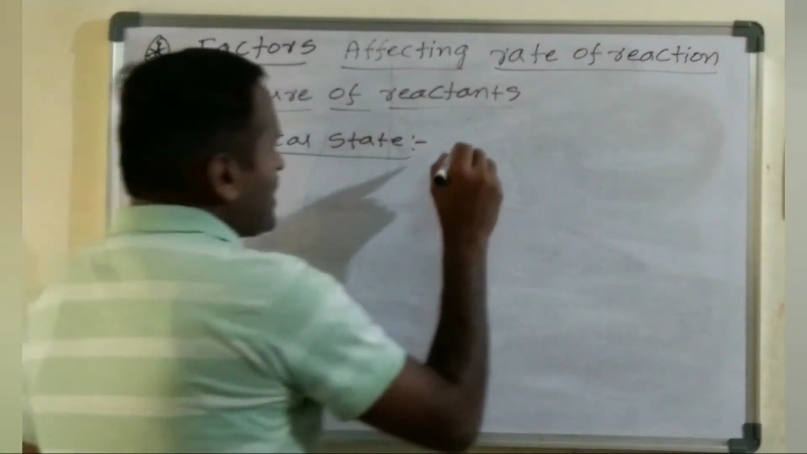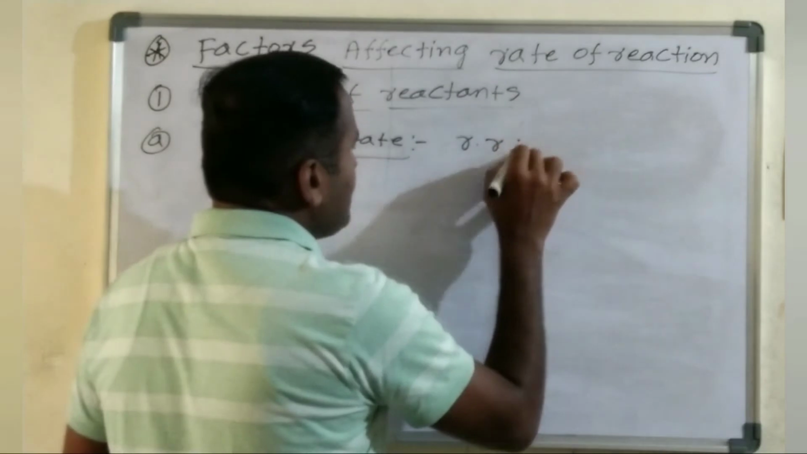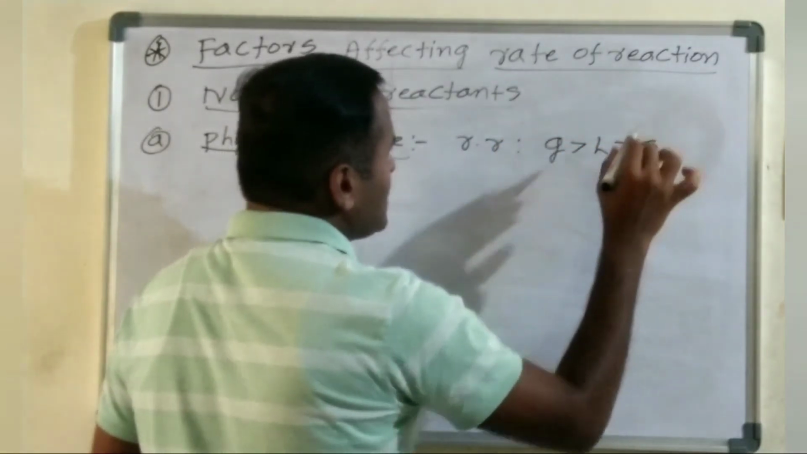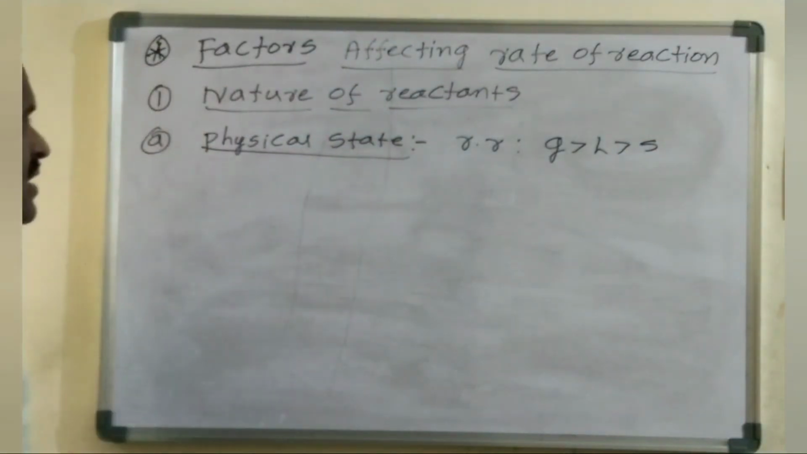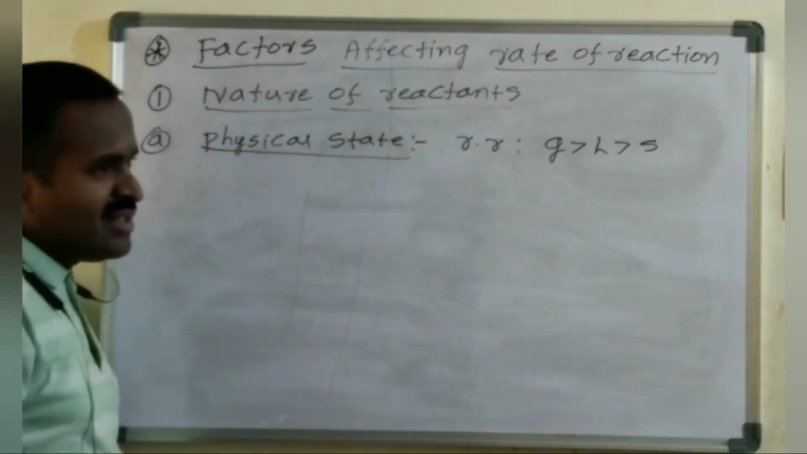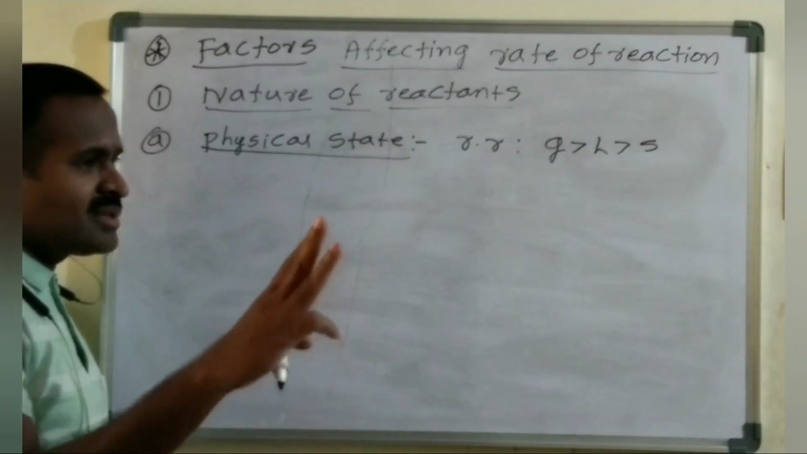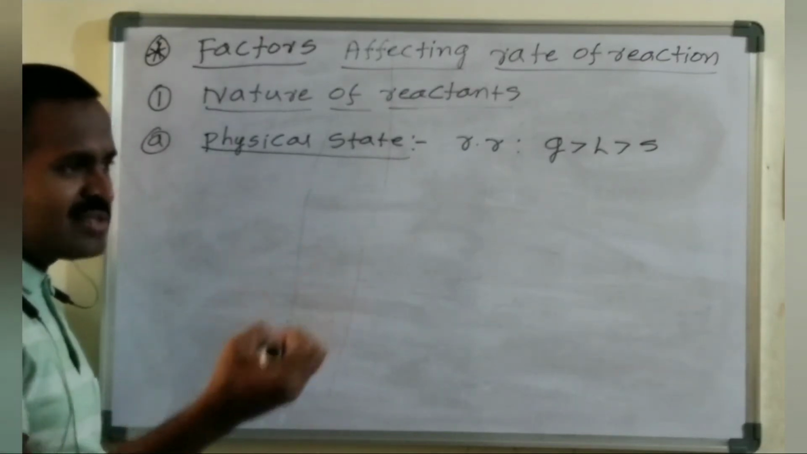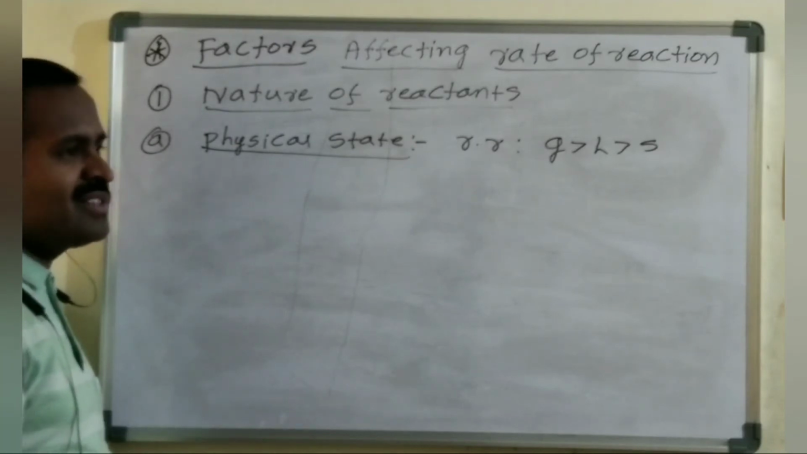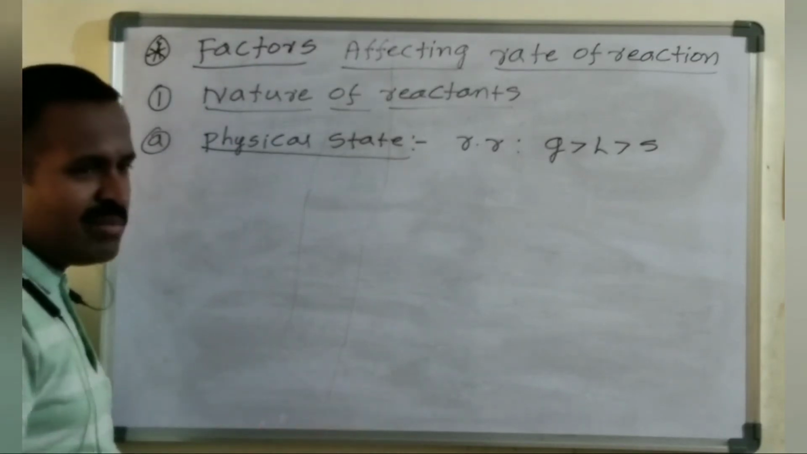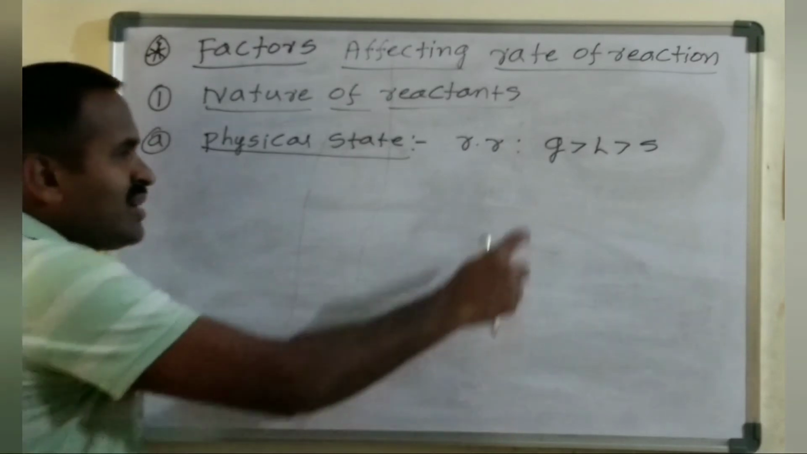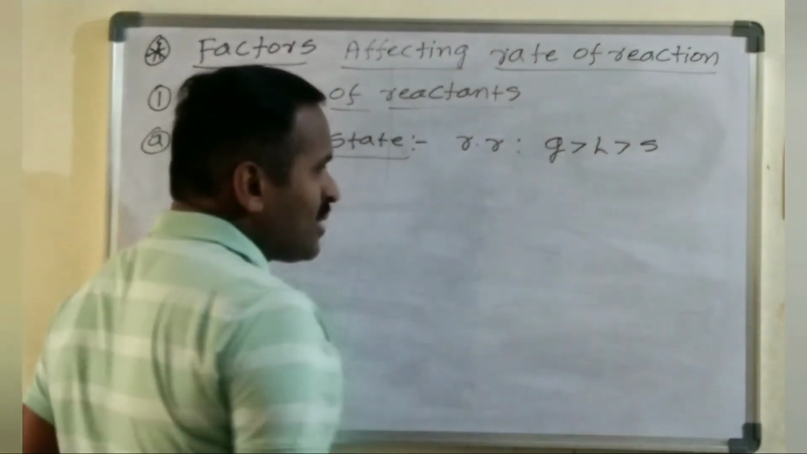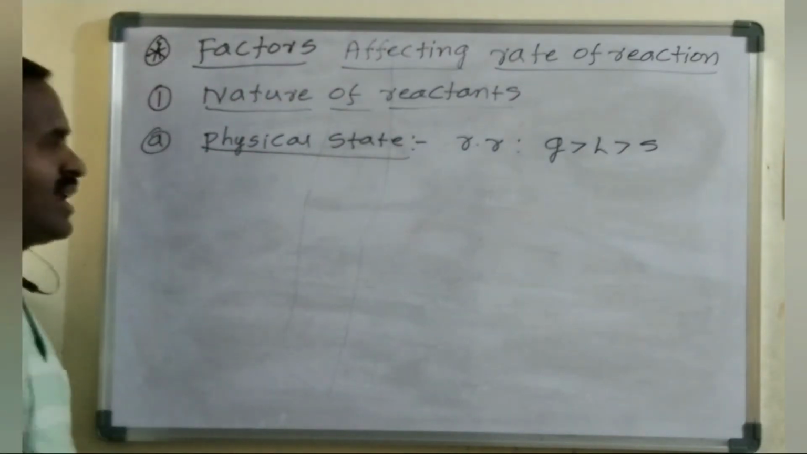So the order of rate of reaction is that generally gases have the highest rate of reaction, followed by liquids, then followed by solids. Based on the physical state, the three states of matter are solid, liquid, and gas. The gas molecules move almost independently and can make more collisions. As the number of collisions is higher, the rate of the reaction is also higher, followed by liquid and then solid, right?